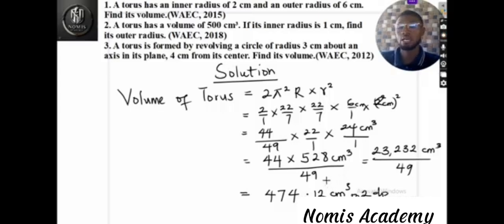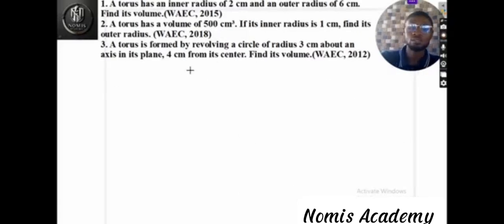So let's see example number 2. Example number 2 has given us the volume of the torus and it has given us the inner radius to be 1 centimeter. And the question is asking that we should find the outer radius. So let's go into this and let us apply the formula to calculate the outer radius. So let's go into solution.